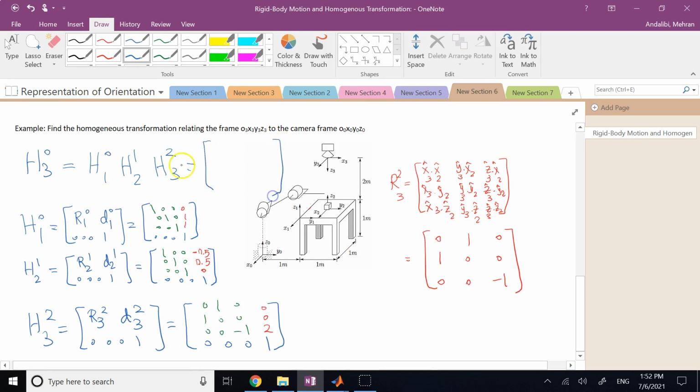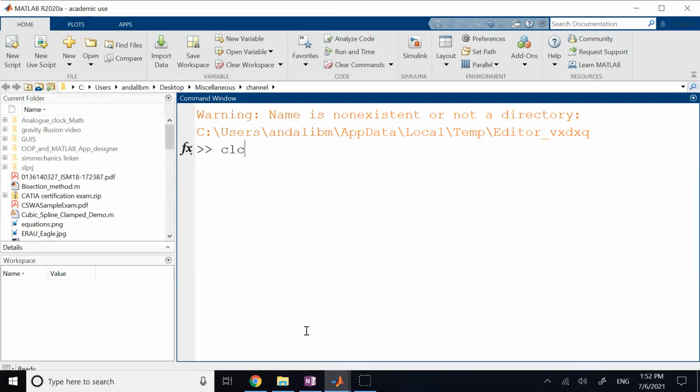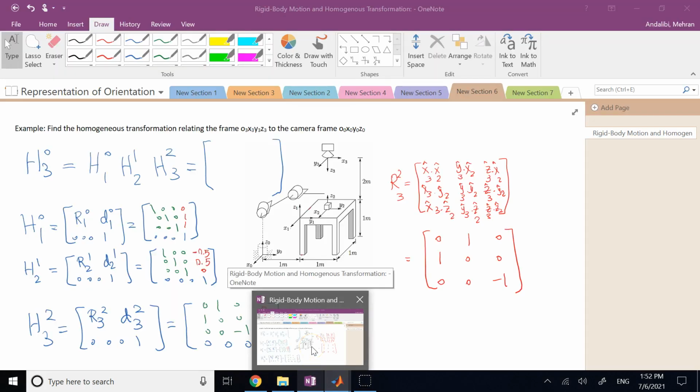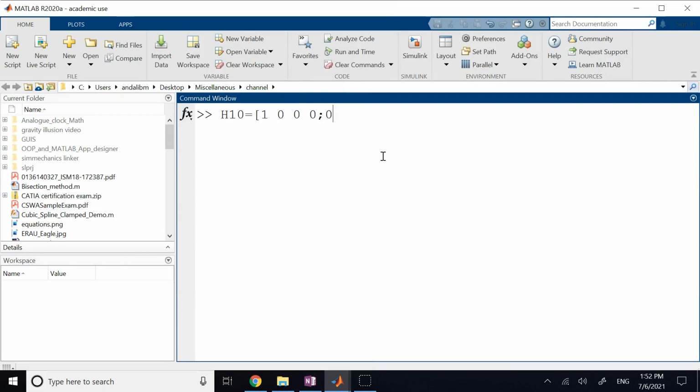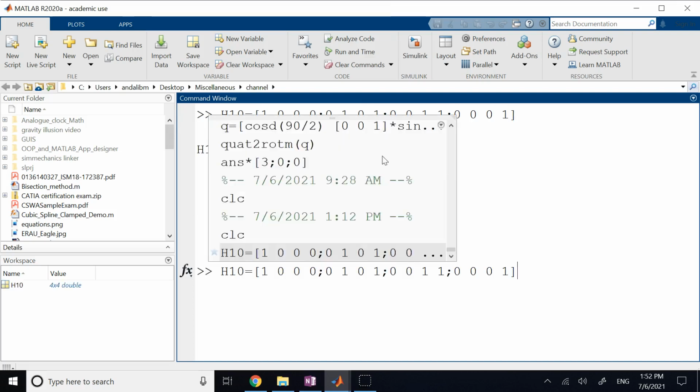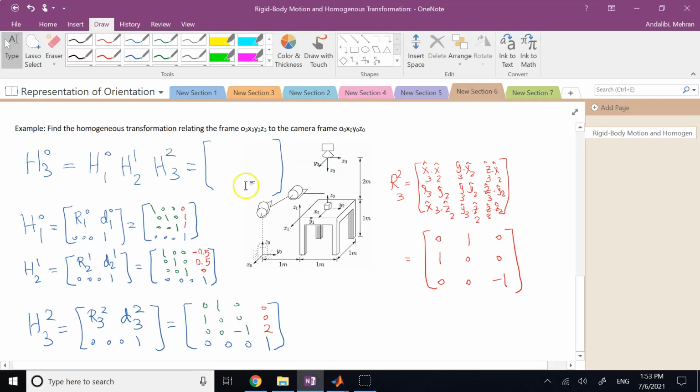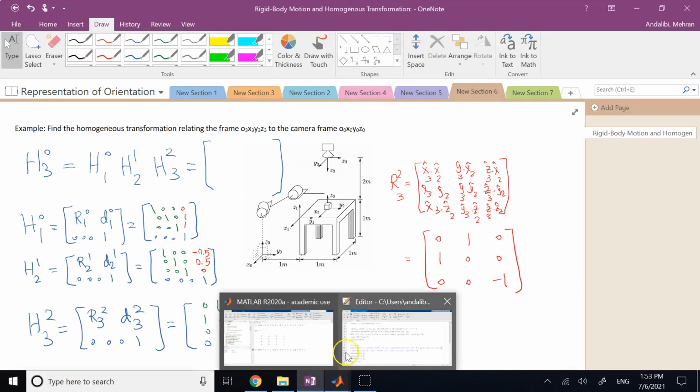And I can do it by hand, or I can do it with MATLAB, right? So here I would prefer to do it with MATLAB. So H10 was the identity, and the displacement was 0, 1, 1. Here. So that's H of 1, 0. Then I can go H of 2, 1. Again, it was the identity matrix. The displacement was -0.5 and 0.5.